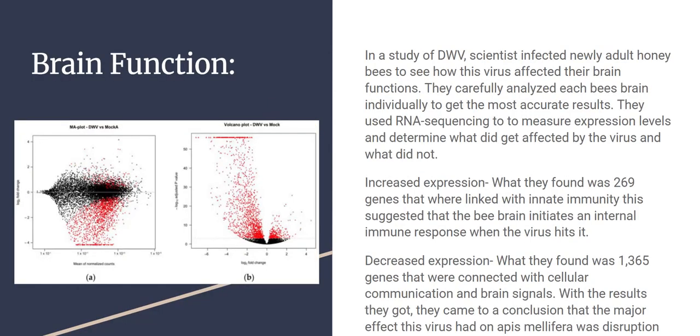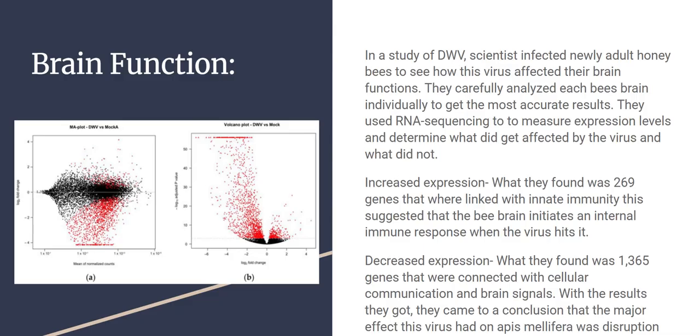For brain function, I found a study of how DWV affected the brain function. Scientists infected newly emerged adult honeybees to see how the virus affected their brain functions. They carefully analyzed each bee's brain individually to get the most accurate results. They used RNA sequencing to measure expression levels and determine what did get affected by the virus and what did not. The two factors they really focused on were increased expression and decreased expression.